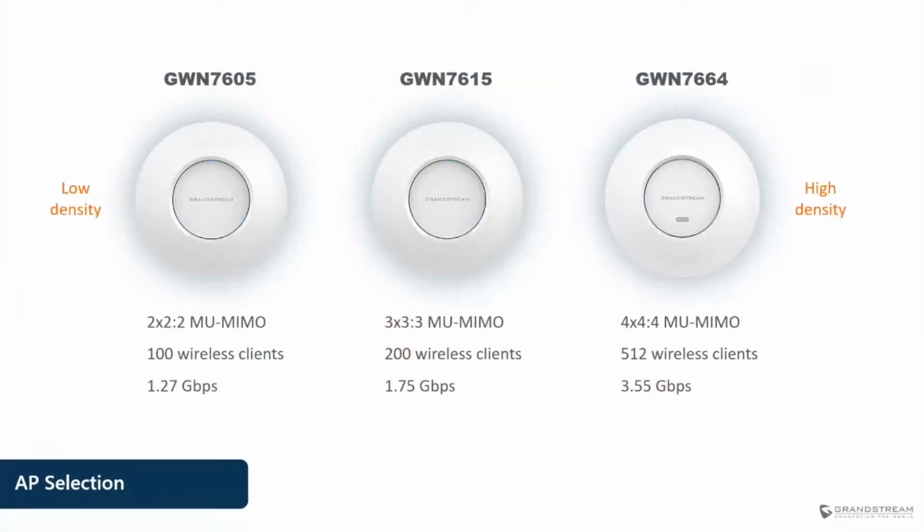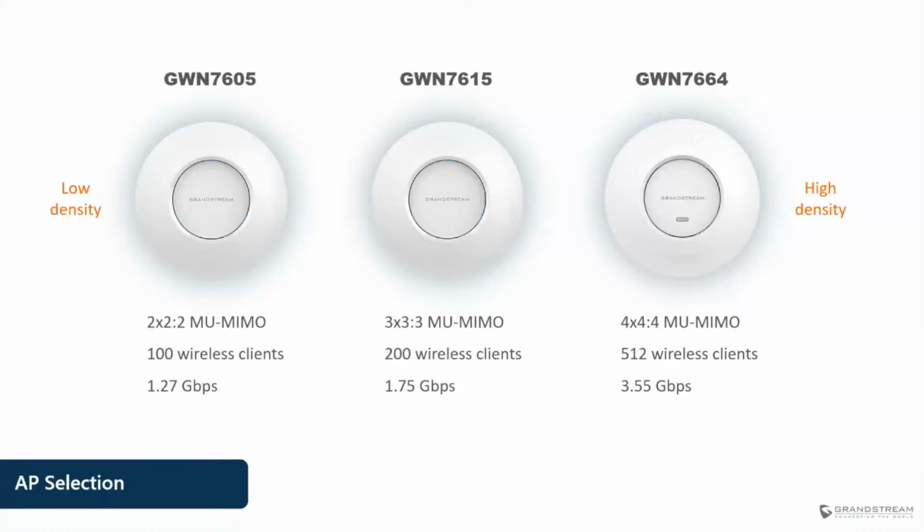Okay. After the predictive survey, we proceed to the AP selection. Grandstream offers multiple GWN models with different capabilities to accommodate the capacity needs of the deployment. Starting with low density, we have the GWN7605 with two spatial streams multi-user MIMO technology. It supports up to 100 concurrent clients with an aggregate wireless throughput of 1.27 gigabits per second.